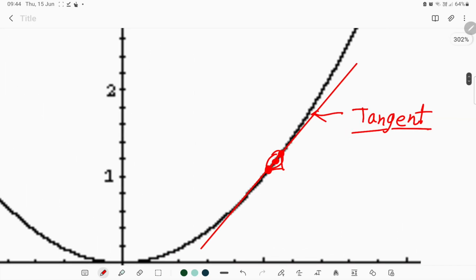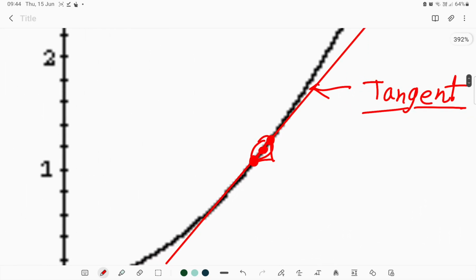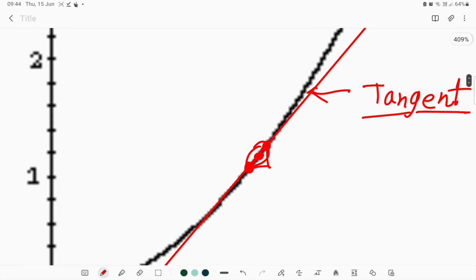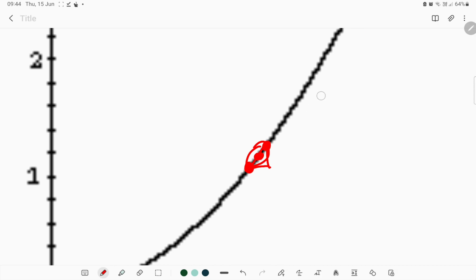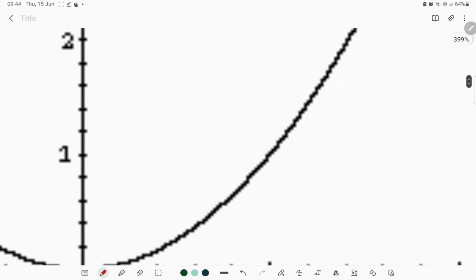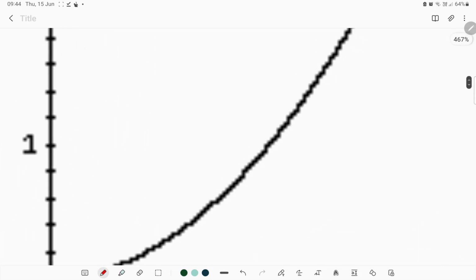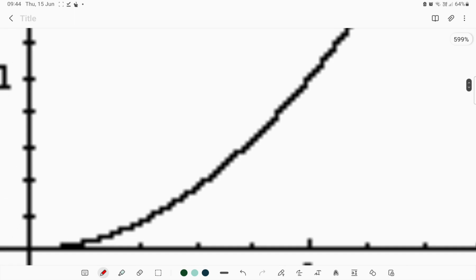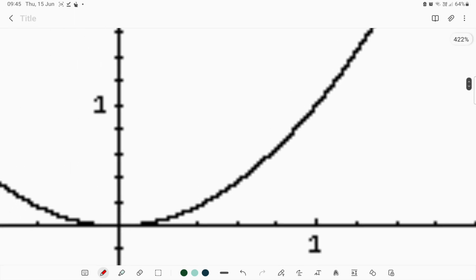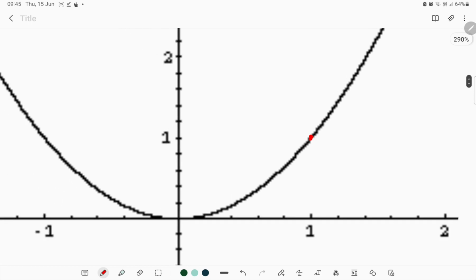So, what is the slope of a graph? The slope of a graph at a point is the tangent to the graph at that point. So, how are we going to calculate this tangent? What we're going to do is take an arbitrary point, the point at which we want to take the slope of the graph. So, suppose I want to take the slope of the graph at x is equal to 1, right here. That is my point, and I want to take out the tangent to that point.